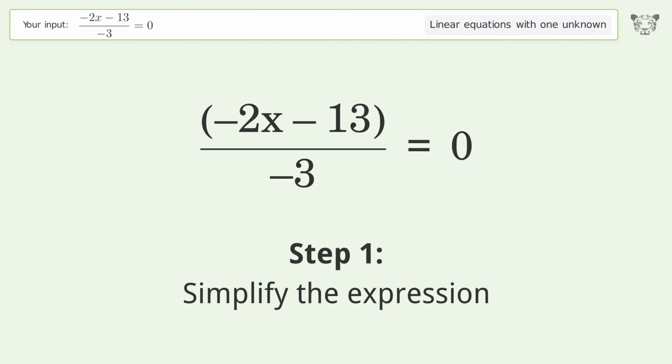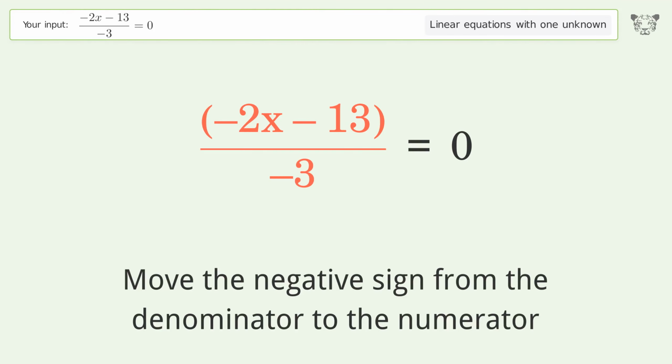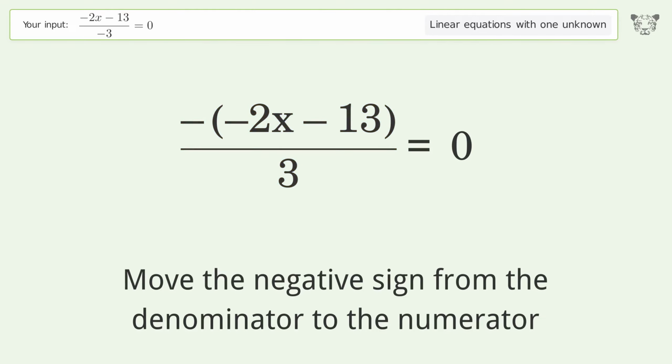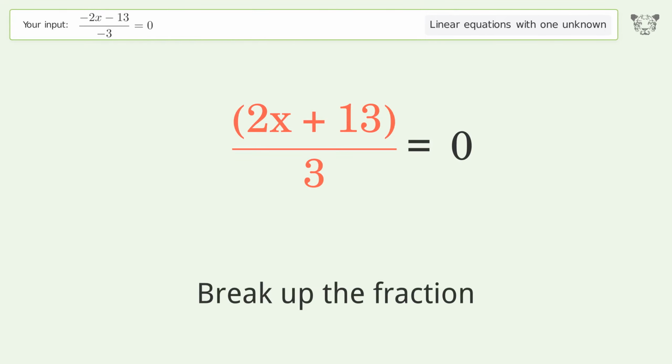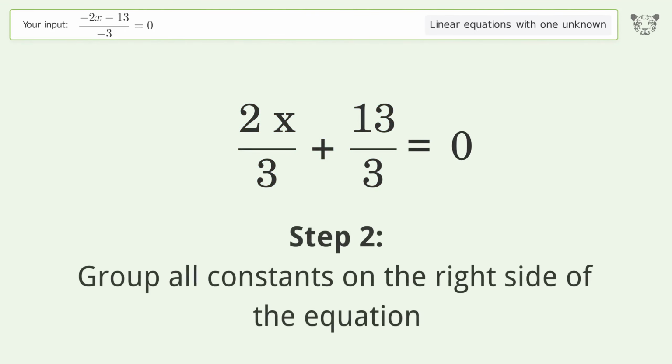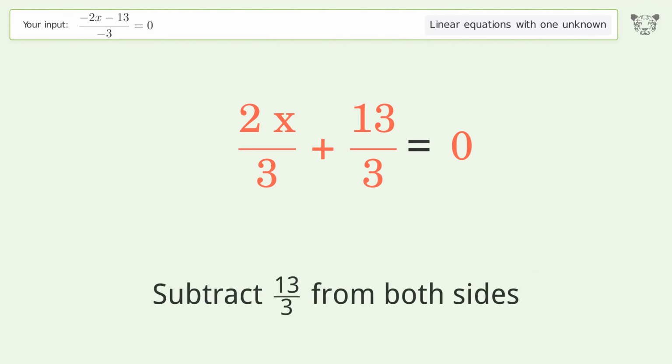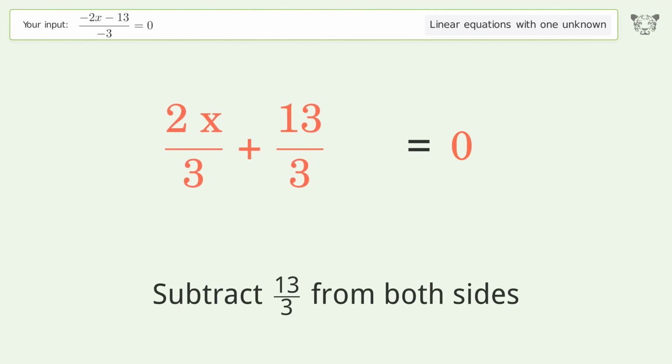Simplify the expression. Move the negative sign from the denominator to the numerator. Expand the parentheses. Break up the fraction. Group all constants on the right side of the equation. Subtract 13/3 from both sides.